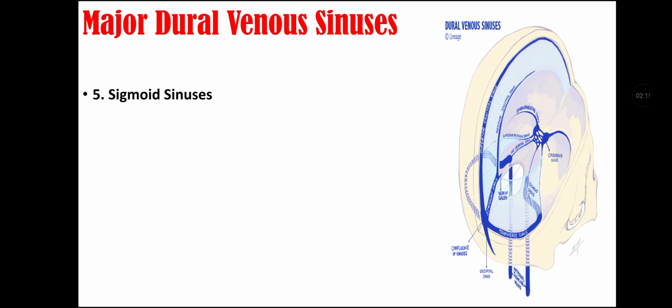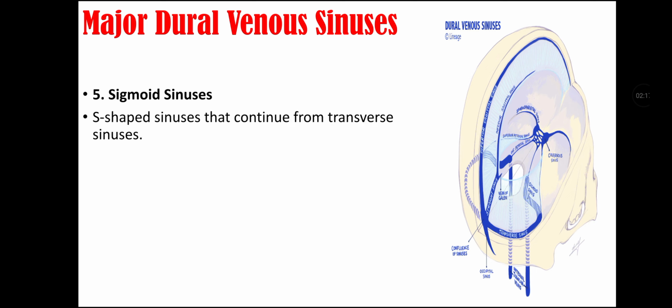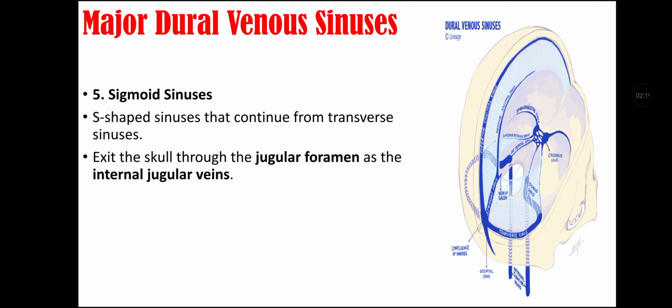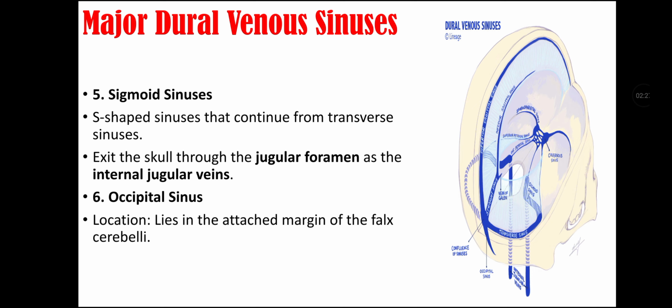Fifth sinus is sigmoid sinus. It is an S-shaped sinus that continues from transverse sinus. It exits the skull through the jugular foramen as the internal jugular vein. Sixth sinus is occipital sinus. It lies in attached margin of the falx cerebri. It drains into the confluence of sinuses.